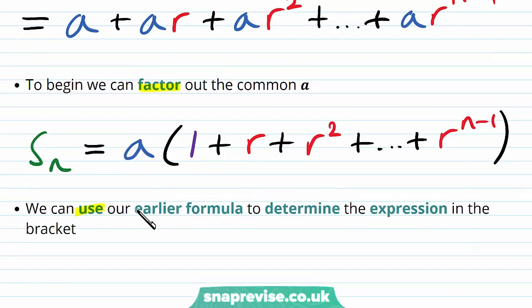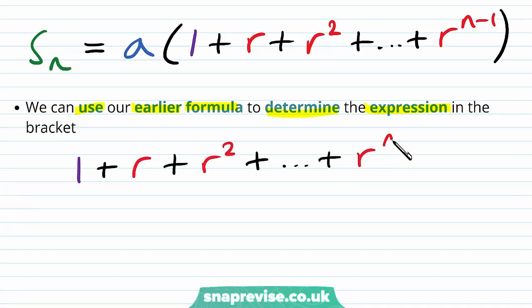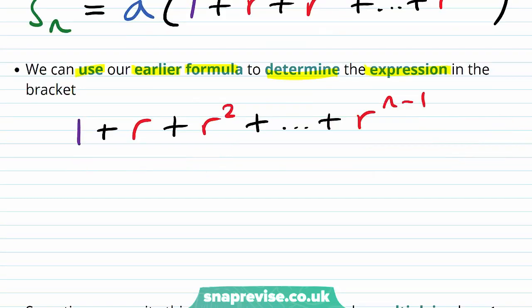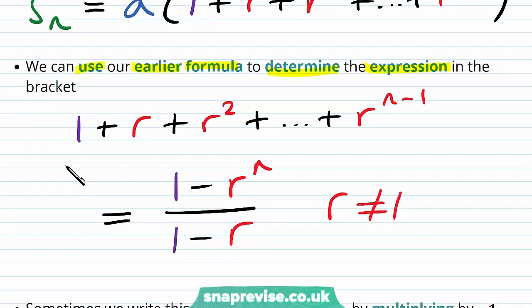Now we can use our earlier formula to determine the expression in the bracket. We have the expression 1 plus r squared, all the way up to, this time, r to the power of n minus 1. By adapting our formula, we get that this is equal to 1 minus r to the power of n this time. In the previous formula it was n plus 1, but now we're ending at n minus 1, so the last term is n, and then again we divide by 1 minus r. But to be clear, this only holds in the case that r is not equal to 1.